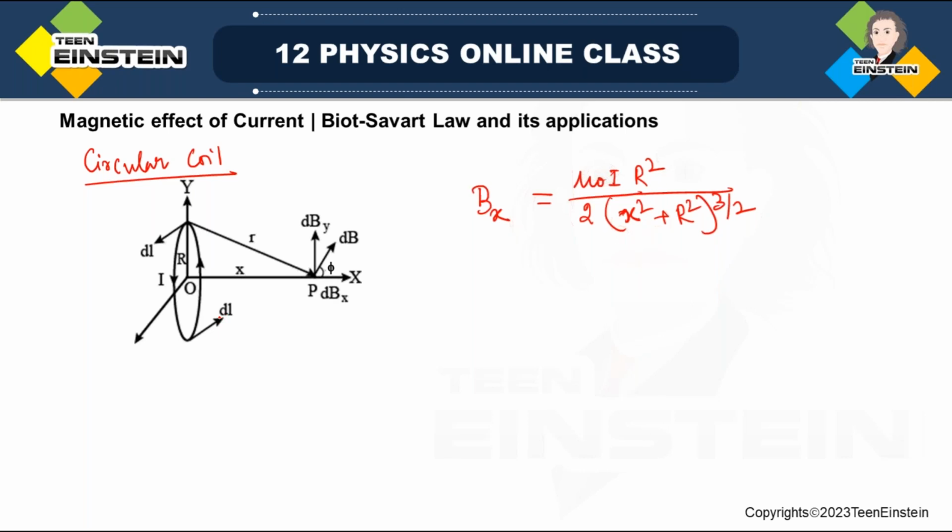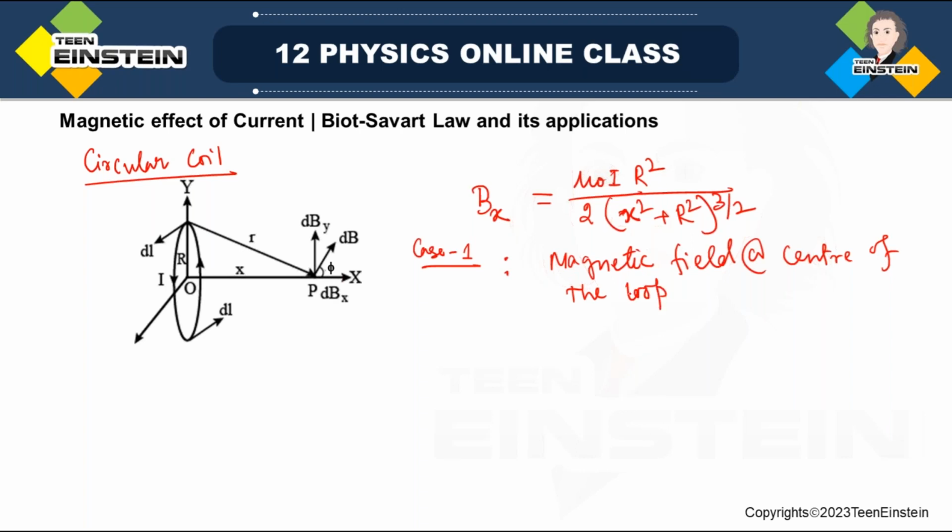Now this has a few special cases we have seen. Suppose case 1: the magnetic field at the center of the loop. Okay, center of the loop.